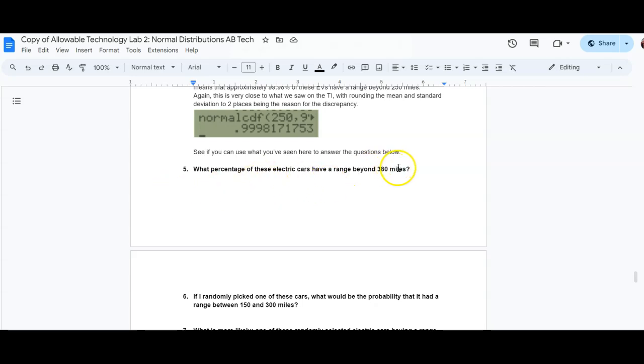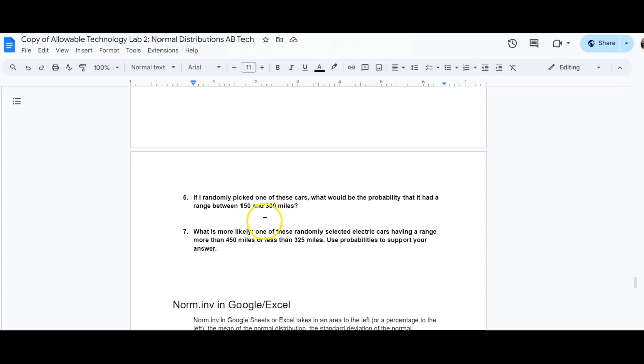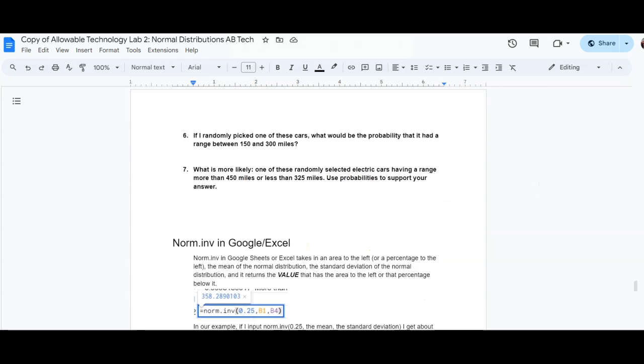All right, so you're going to do the same thing to answer these questions: beyond 380 miles, between 150 to 300 miles, and a choice of more than 450 or less than 325, based on those probabilities, which again are those areas that come out of those normal CDFs.